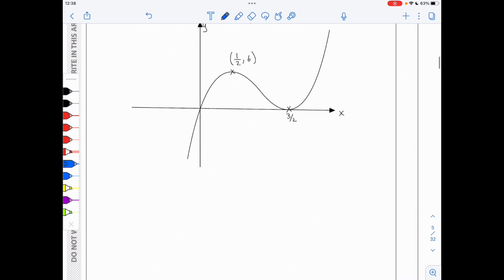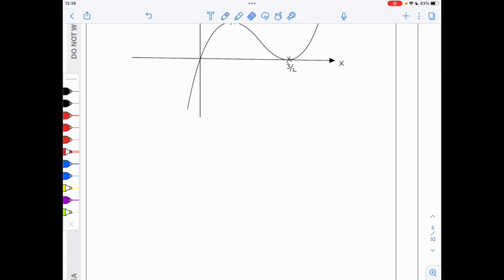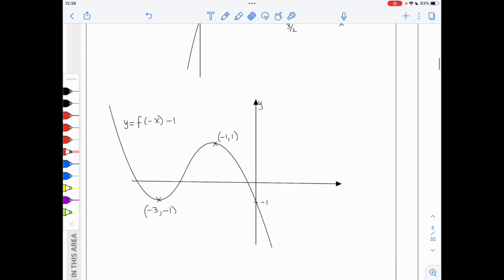So the resulting transformed graph should look something like this. So we've got now a cut on the y-axis at -1. The maximum is at -1, 1, and the minimum is at -3, -1.